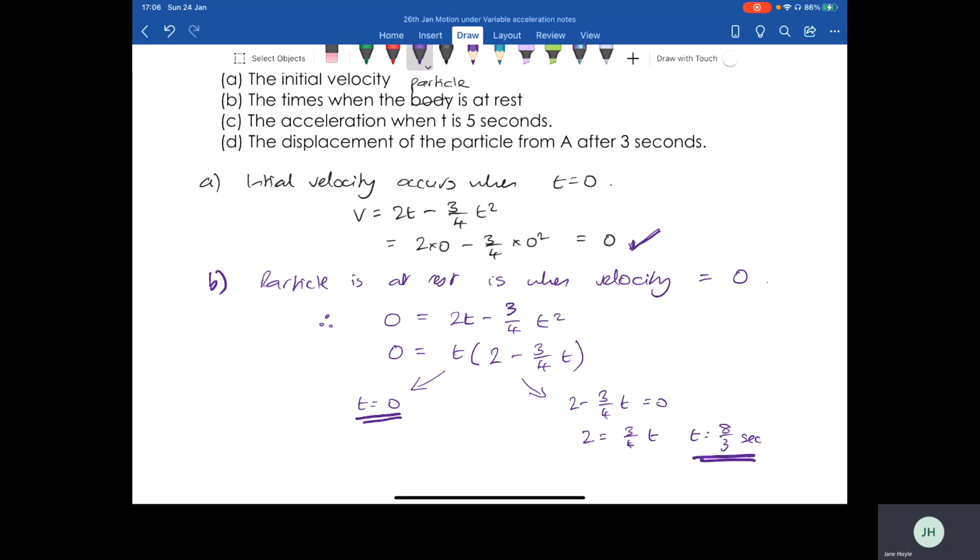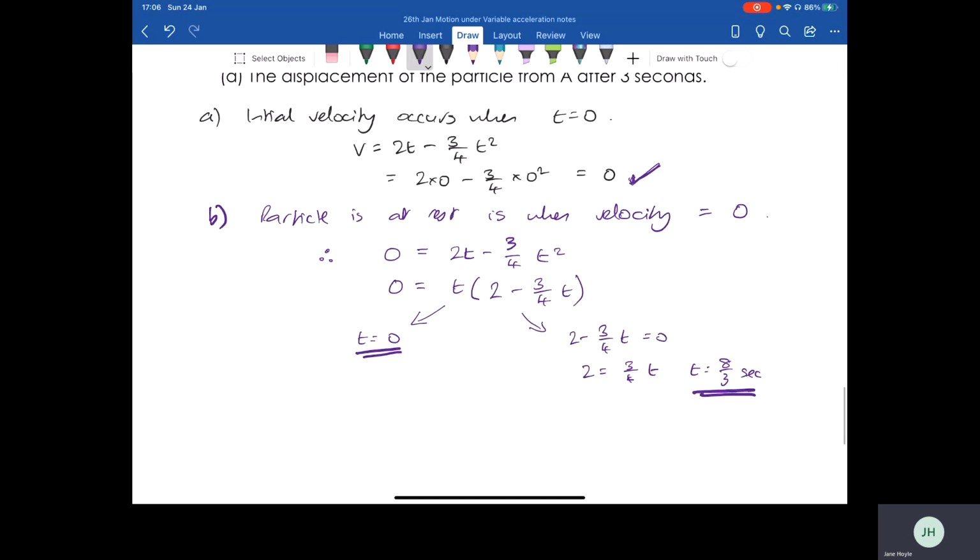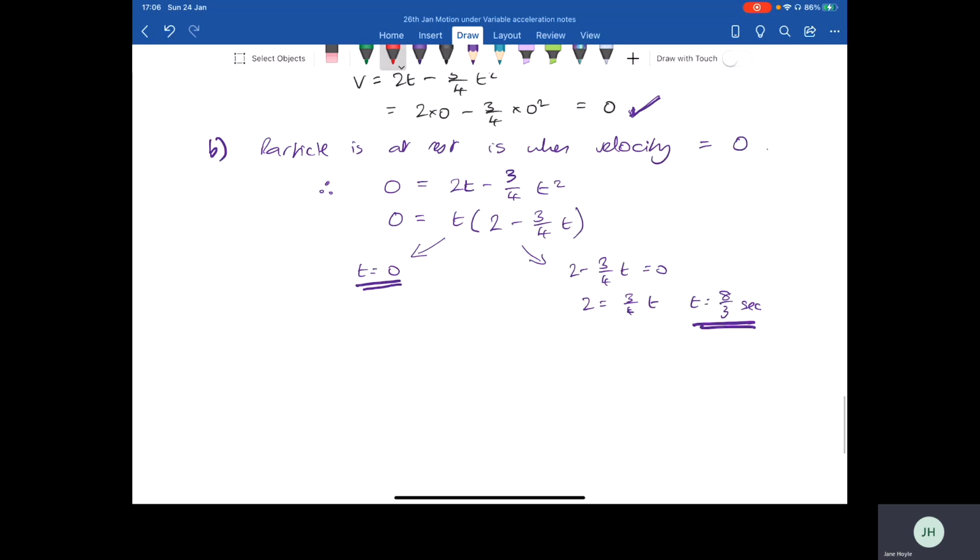Okay, right. Find the acceleration when t is 5. So we need to find acceleration from a velocity. We know that acceleration on a velocity time graph is the gradient. So acceleration is equal to gradient.